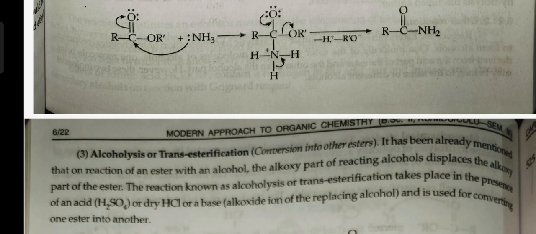It has already been mentioned that on reaction of an ester with an alcohol, the alkoxy part of the reacting alcohol displaces the alkoxy part of the ester. This reaction, also known as alcoholysis or trans-esterification, takes place in the presence of an acid such as H2SO4 or dry HCl, or a base such as the alkoxide ion of the replacing alcohol, and is used for conveniently converting one ester into another.